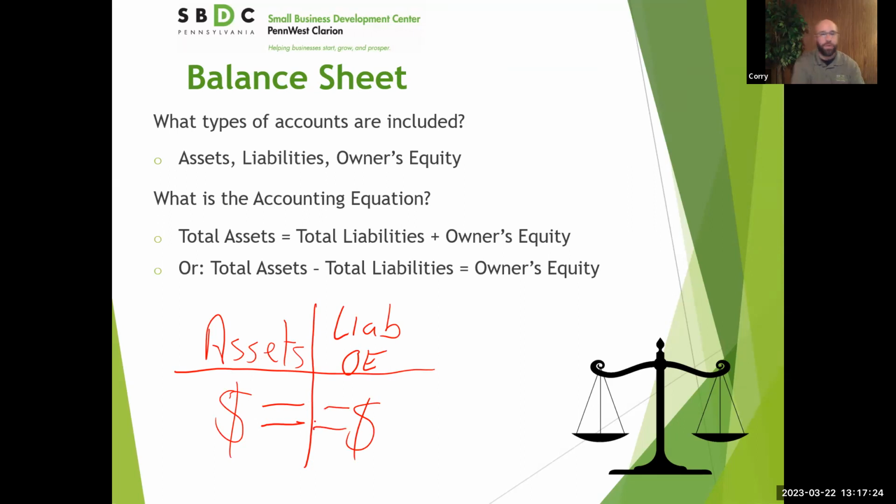I didn't want to put it through that line there. You should be able to see the red ink that I'm putting on the screen there, but they will equal themselves. Assets must equal liabilities and owner's equity.